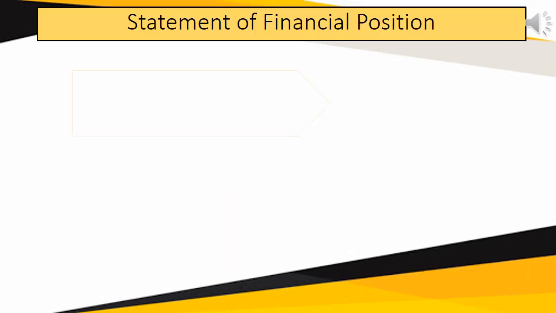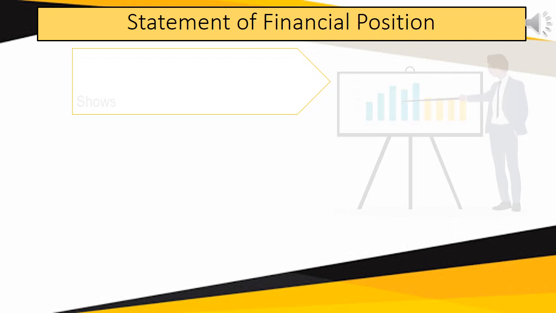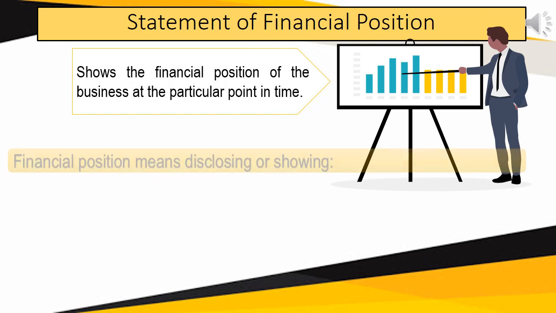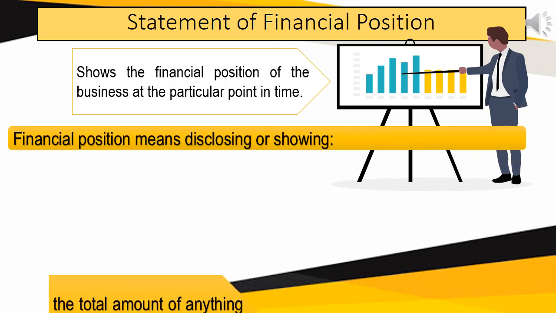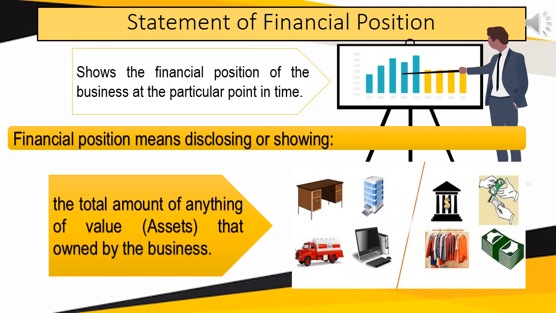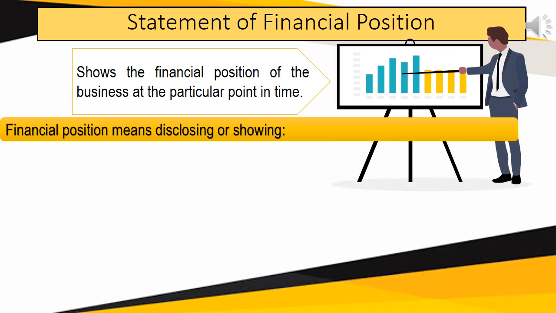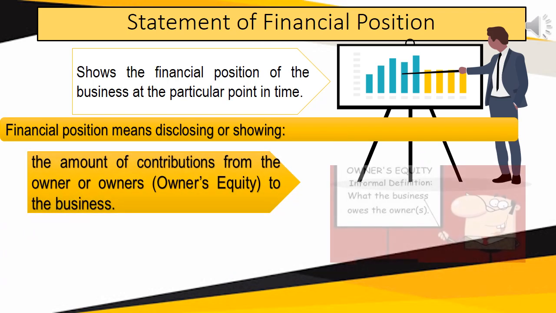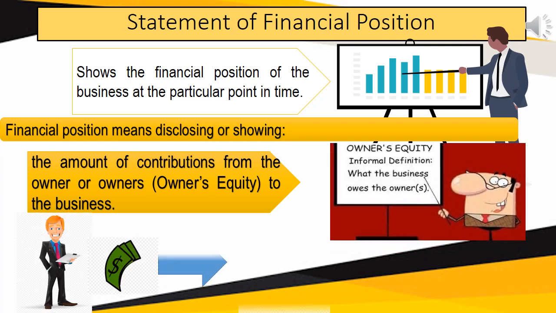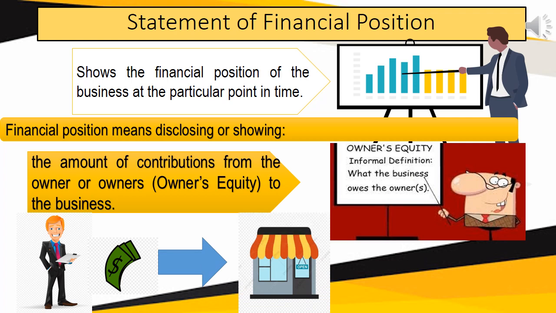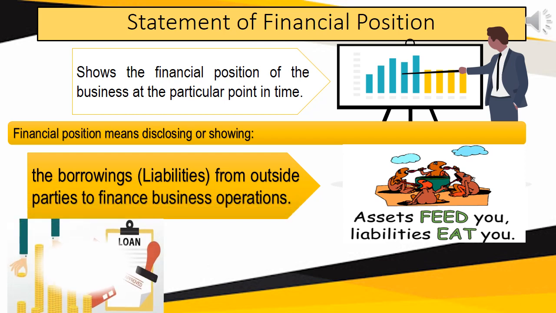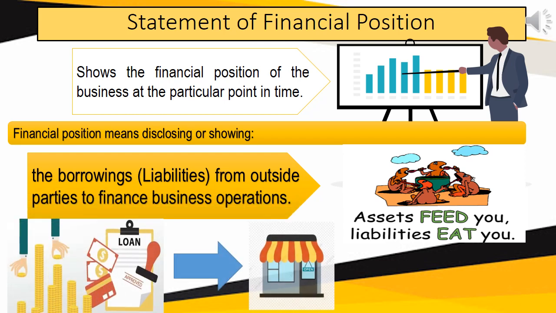Statement of financial position. The purpose of this statement is to show the financial position of the business at a particular point in time. First, financial position means disclosing or showing the total amount of anything of value, i.e. assets that are owned by the business. Second, to show the amount of contributions from the owner or owners to the business. In other words, it shows the total investment of the owner or owners in the business. And also to show the borrowings or debts from outside parties in addition to finance business operations.